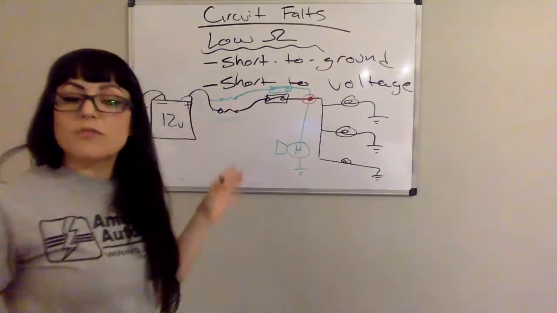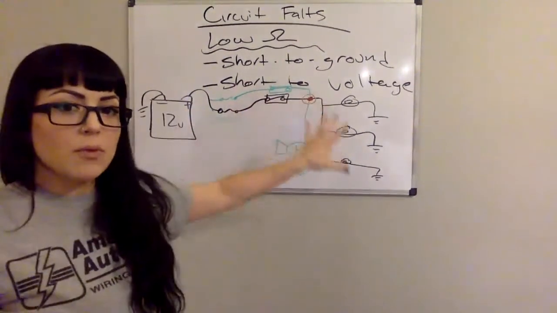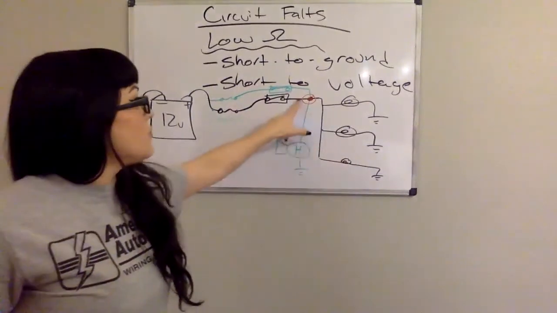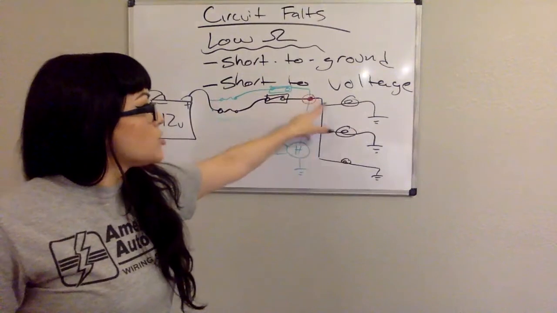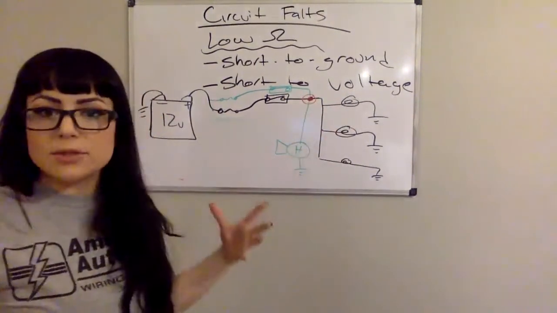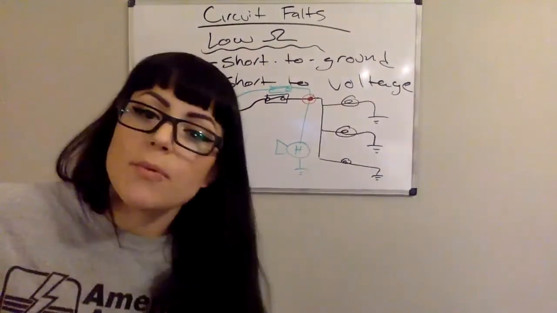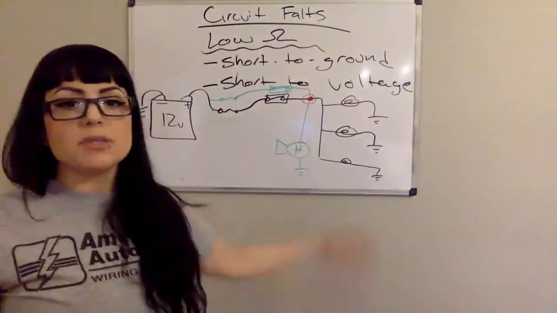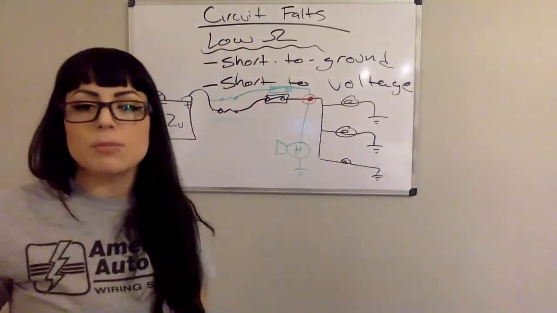That is a short to voltage. Now I will tell you, look at the circuit here. What did we do? We've got a power source coming through, and then it branches off to different light bulbs. All that we did is add another branch. So we made another branch to a parallel circuit. Here's the problem with that. Sometimes the only problem is just that things come on when I don't want them to. That might be the only problem.